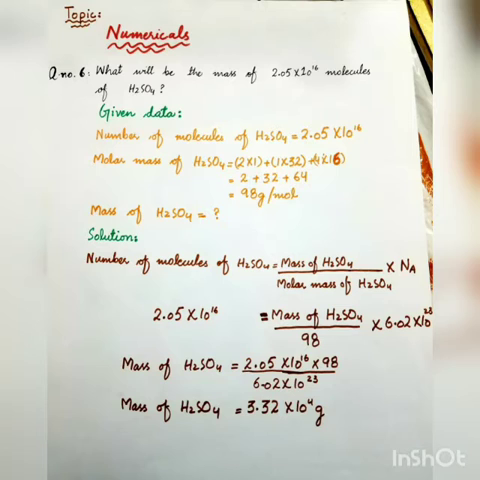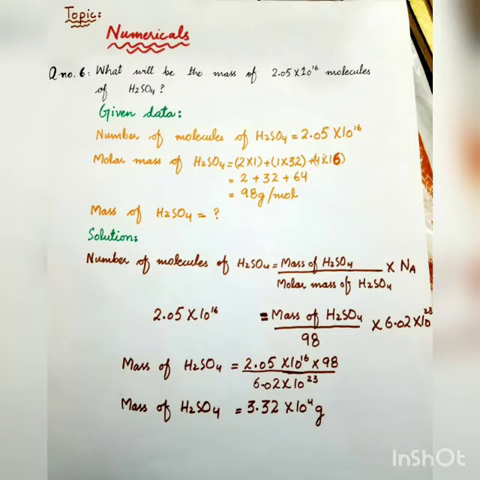As Avogadro number is multiplied on the right hand side, when we shift it towards the left hand side, it will be divided. So we will get mass of sulfuric acid is equal to 2.05 into 10 raised to power 16 multiplied by 98 divided by 6.02 into 10 raised to power 23. By doing these calculations, we will get mass of sulfuric acid that is equal to 3.32 into 10 raised to power 4 gram.